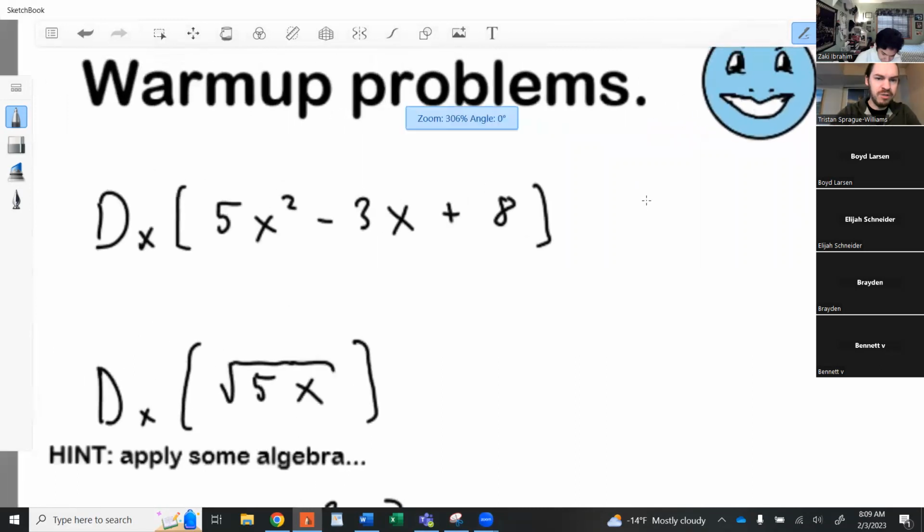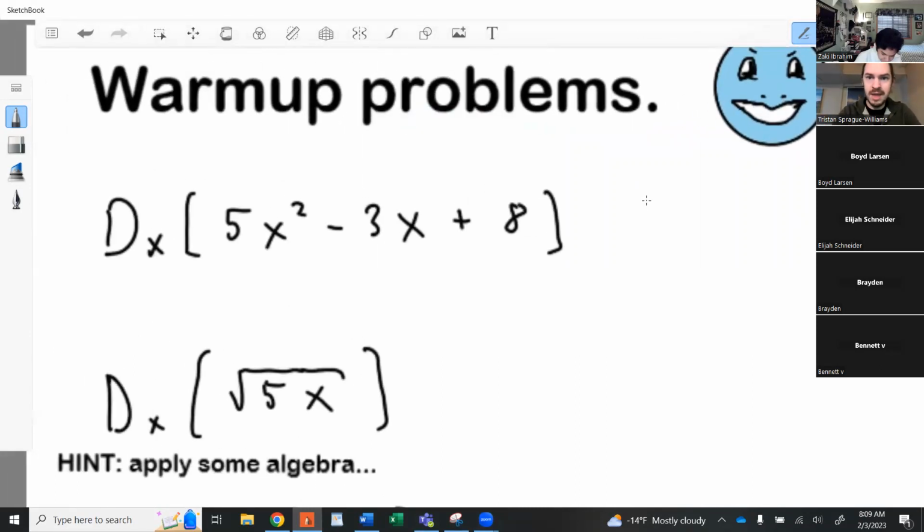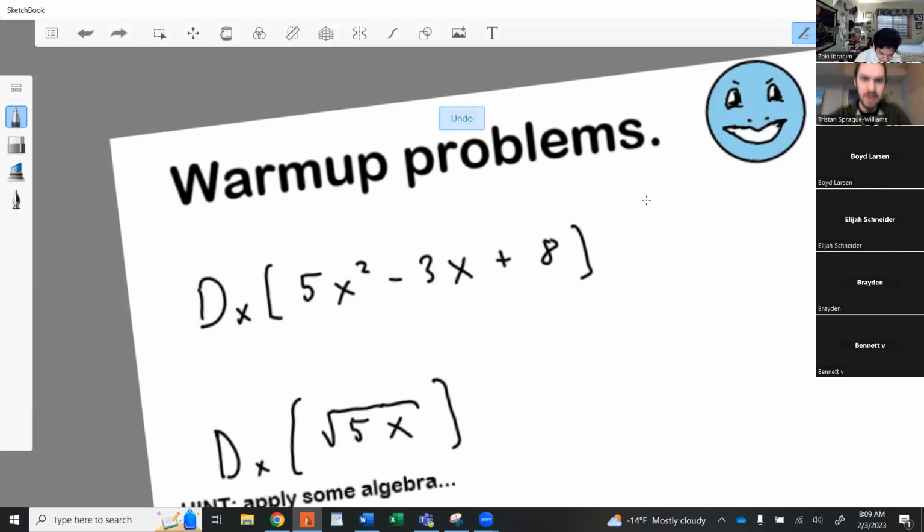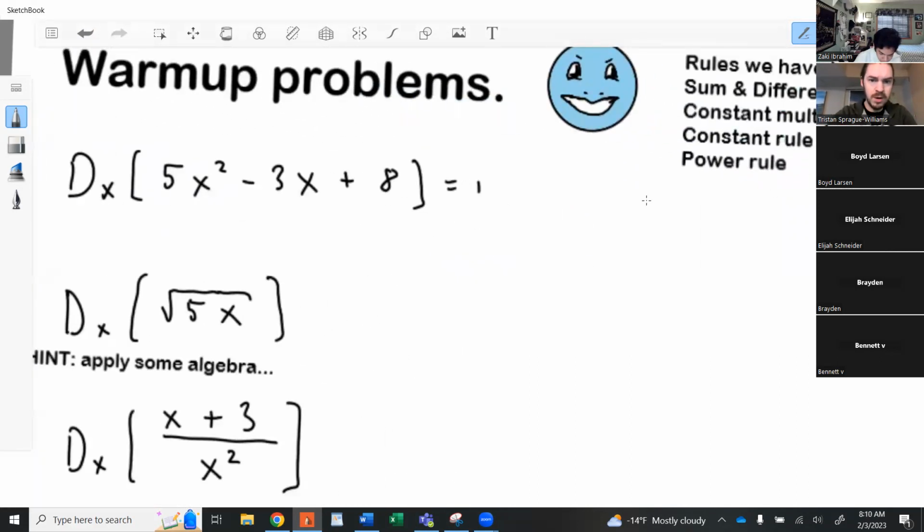So for this first one here, we can use the sum and difference rules to split up the derivative over the terms. This will be the derivative of 5x squared minus the derivative of 3x plus the derivative of 8, right?